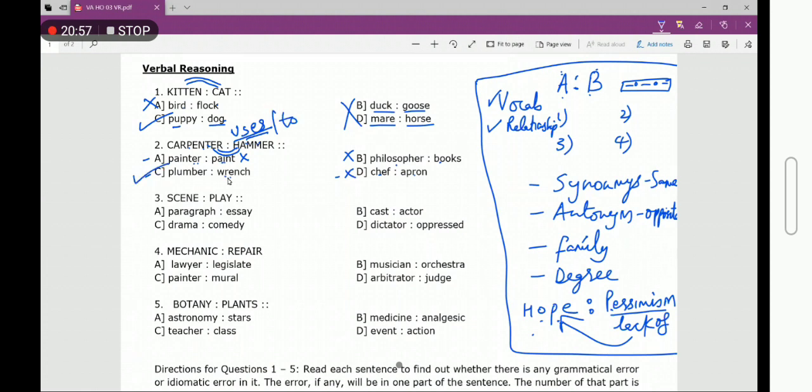If you say it's just this one uses this, so it's a very broad relationship, then you will not be able to reject the options. You have to define the relationship so that it's very specific so as to reject the other options. Okay, scene, play, what do you think is the relationship?